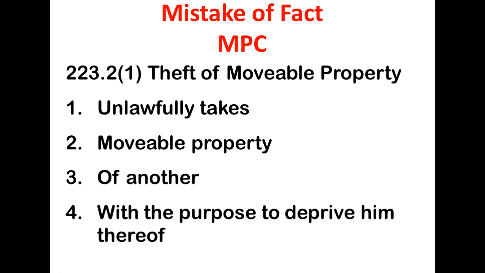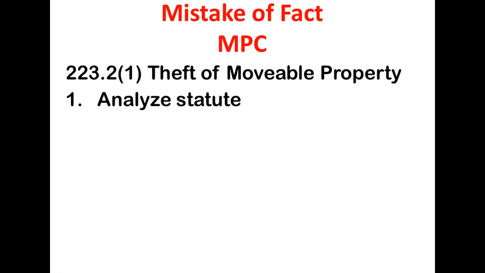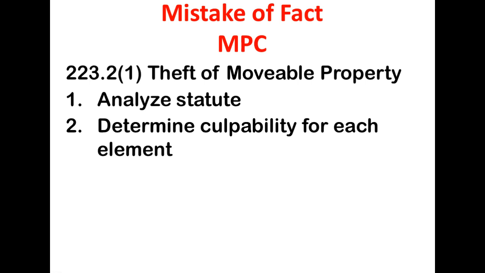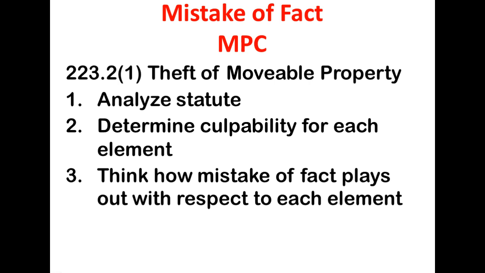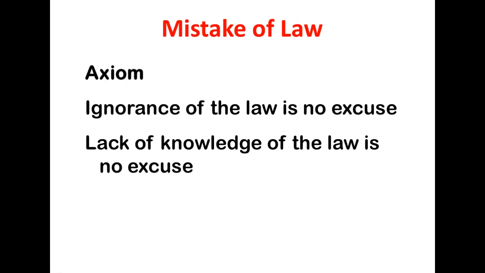We're going to talk about this in class, but in advance of class, I want you to think about how you would set this offense up. What is the culpability required for each element, and how would the mistake as to whose computer it is be evaluated under those levels of culpability? I want you to analyze the statute, determine the culpability for each element, and think about how mistake of fact plays out with respect to each element of the offense, and we will talk about this in class.